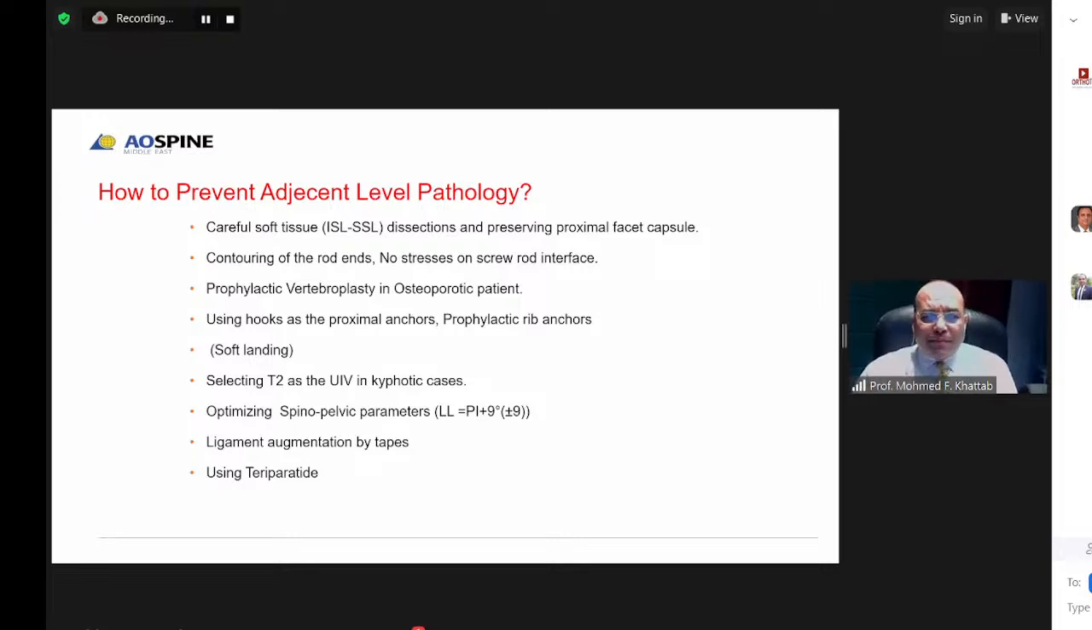The transition of loads by using hooks or some tapes or prophylactic anchoring in the ribs, what is called a soft landing to gradually transmit the loads, is recommended. And in severe osteoporosis and in severe global kyphosis, I like to go up to T2 to decrease the incidence of proximal junctional kyphosis and proximal junctional failure. And I recommend to anyone doing spine surgery to optimize the spinopelvic parameters and strive to restore them.